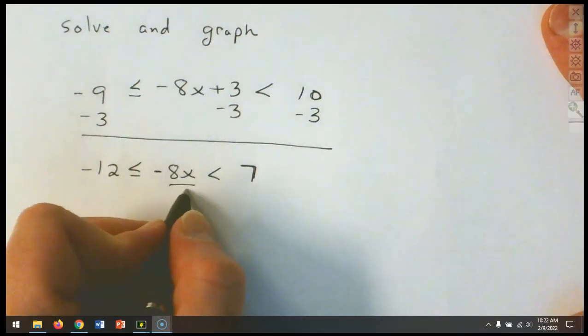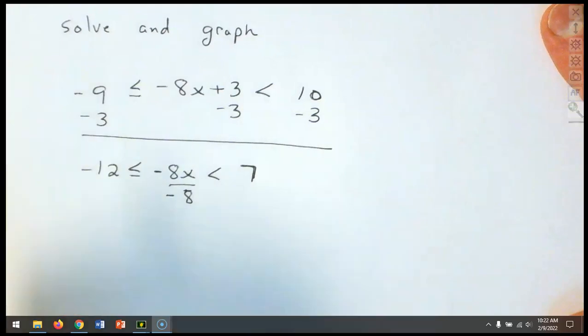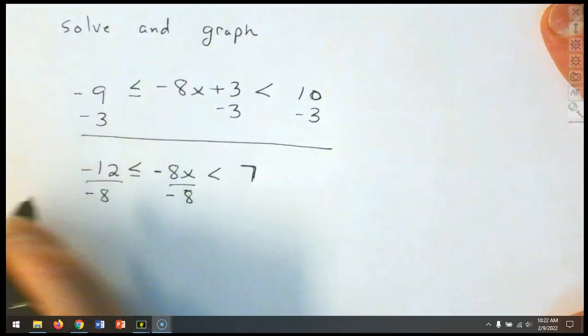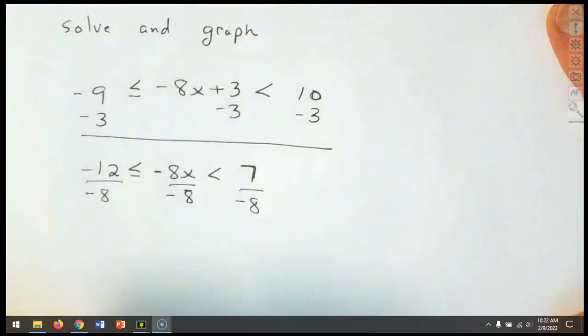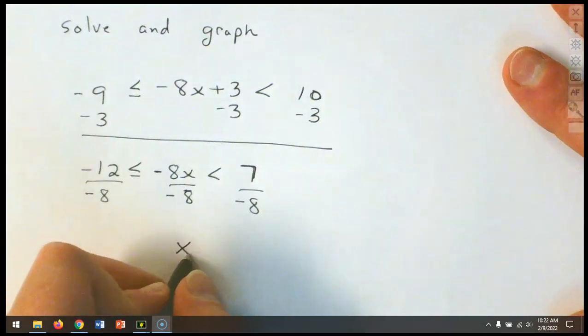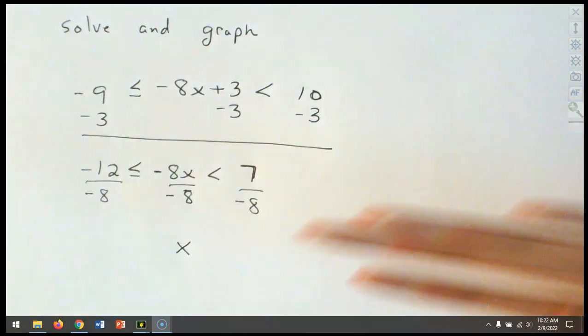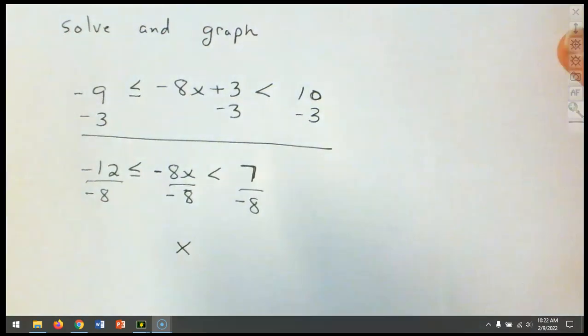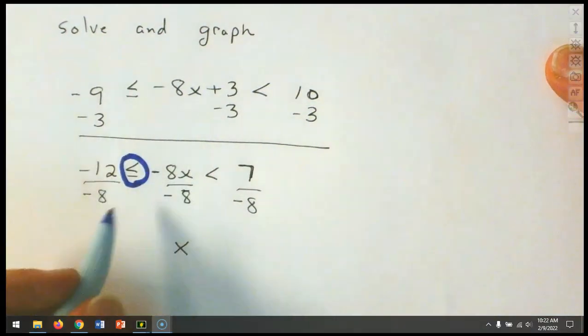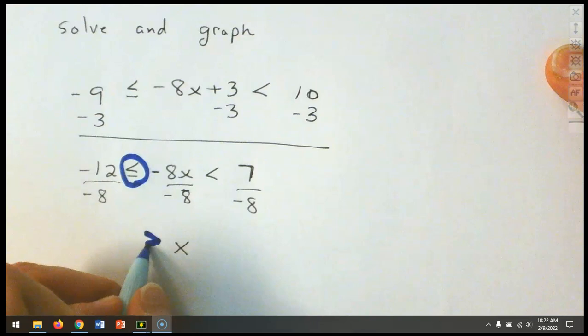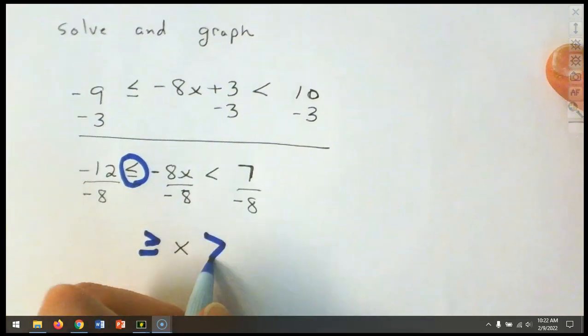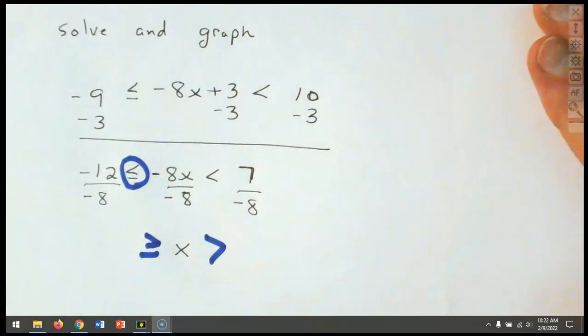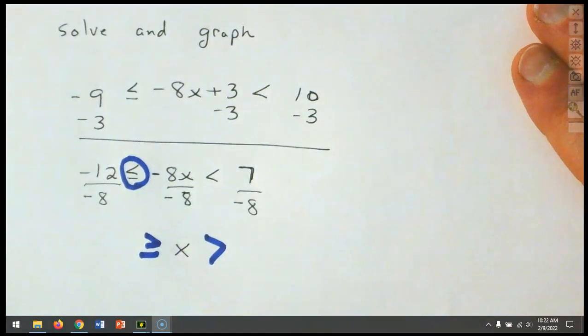Negative 8. Now, when we divide by a negative, what is that going to do to your inequalities? Okay, so they flip around. So since we divided by a negative, that means this one flips. And so does this one. Negative 12 divided by negative 8. Negative and negative makes it positive.